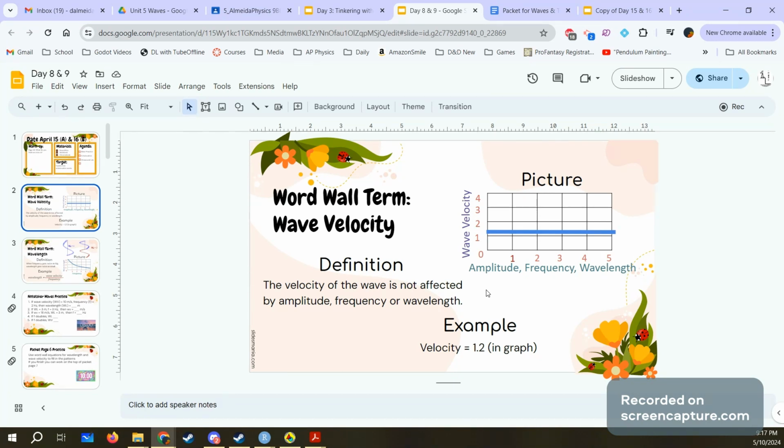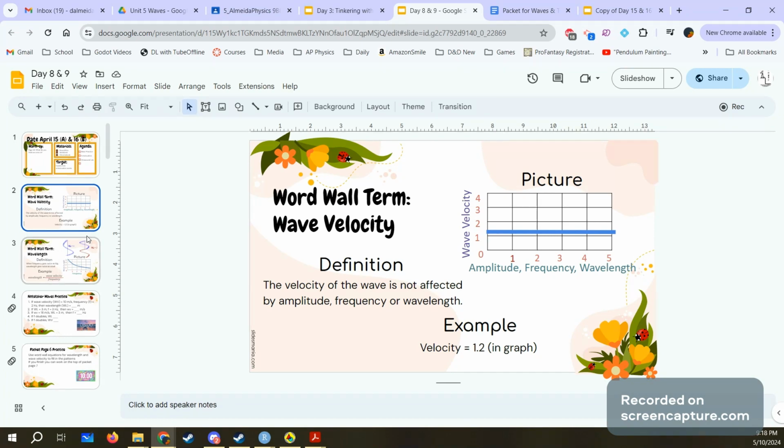Now, there are ways that we can, in fact, change the velocity of a wave, and that is by changing the material that it travels through. So if we mess around with something like the tension in a string, that would change the velocity of the wave. But amplitude, frequency, and wavelength do not affect the velocity at all.